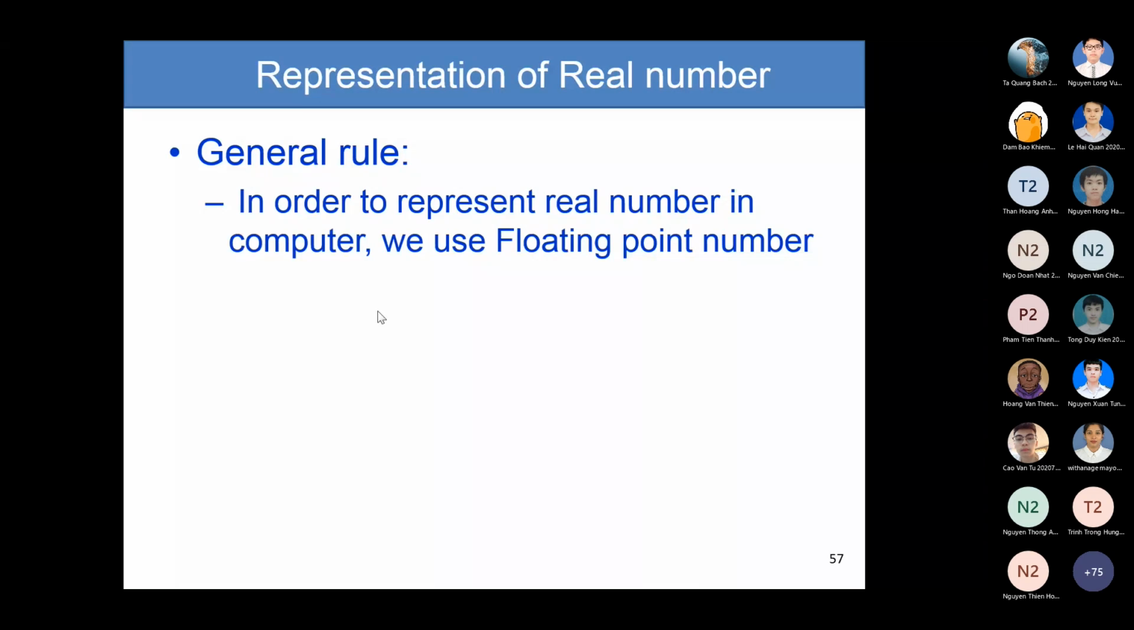Okay, next we study how to represent the real number. So in summary about how to represent the integer number, we have two kinds. One is unsigned, it means only positive values. We can represent it in the computer by converting it from the decimal system into the binary system. Very simple, right? For the signed integer number, it means it may be positive or negative.